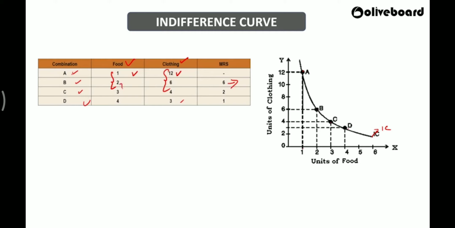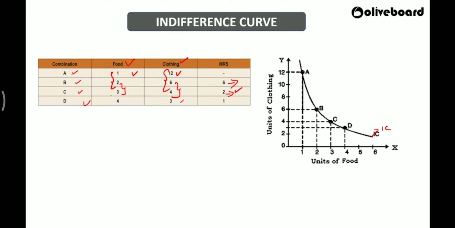Again, if I want to increase one more unit of food, I choose another combination. Now again, I have to give away some units of clothing. From 6, I'm coming down to 4. How many units am I giving away this time? 2 units I am giving away.